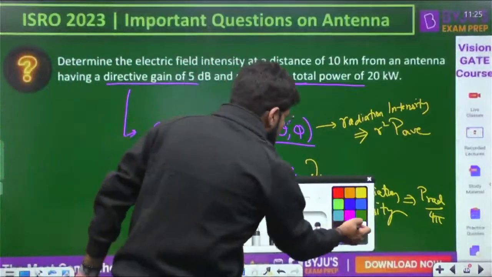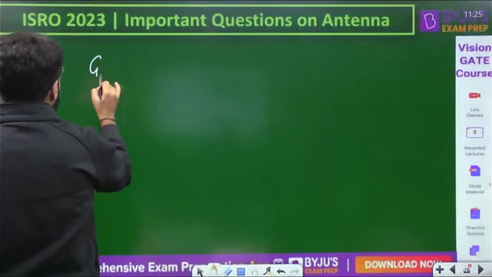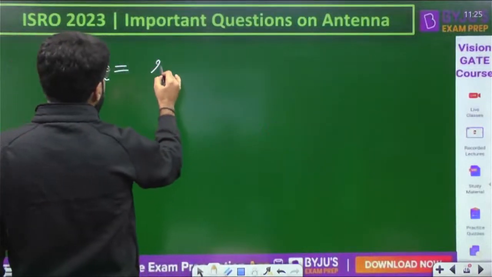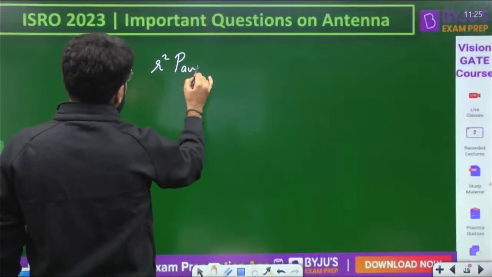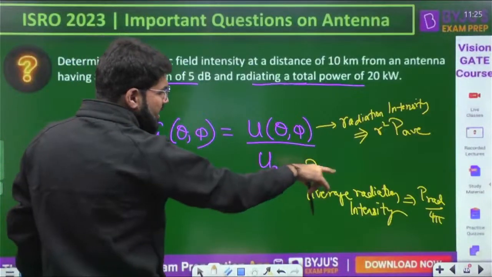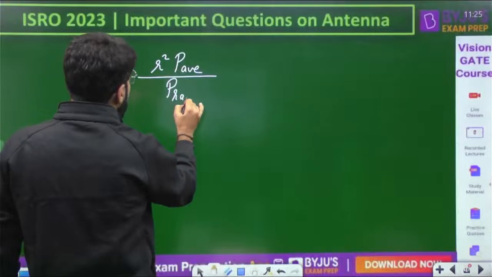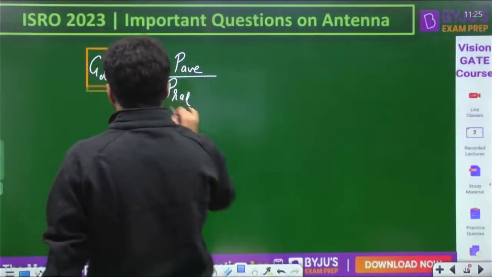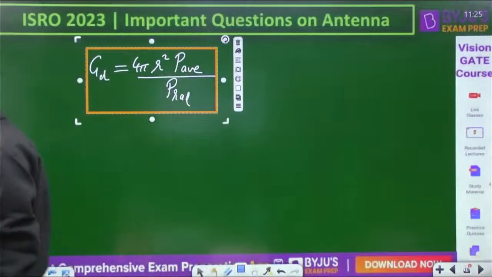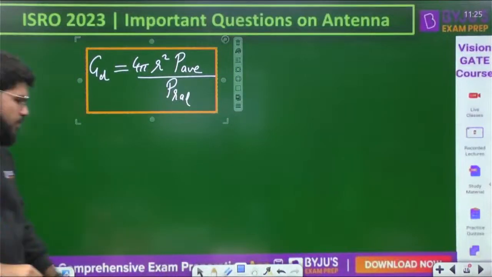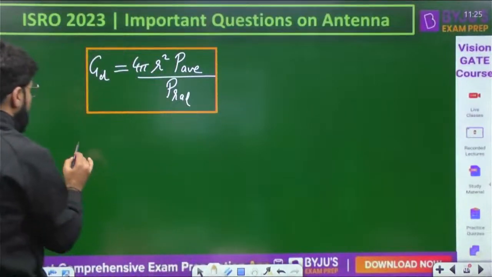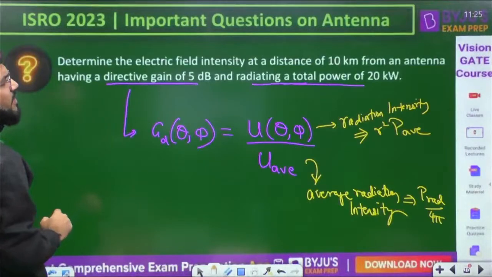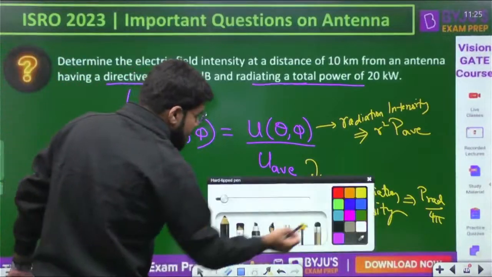So the final formula for GD is U theta, R square P average, divided by U average, that is P rad upon 4 pi. So I shift the 4 pi to the numerator, and that is one very common important formula for GD: 4 pi R square P average upon P rad. So first let us calculate P average, and that will be given by GD times P rad upon 4 pi R square. GD is given, that is 5 dB.